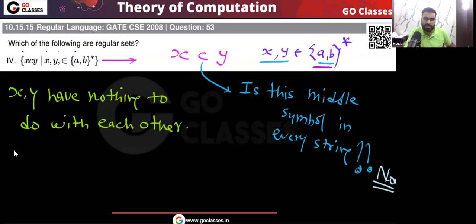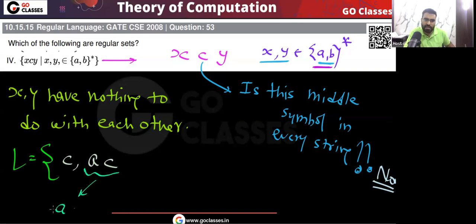So remember, in this language you have this type of strings. X can be any string, y can be any string. X belongs to (a,b)*, y belongs to (a,b)*. For example, I can have c. This string belongs to my language. For example, I can have ac. In this string ac, what is x and what is y? X is a, and y is the empty string. Are you getting my point?